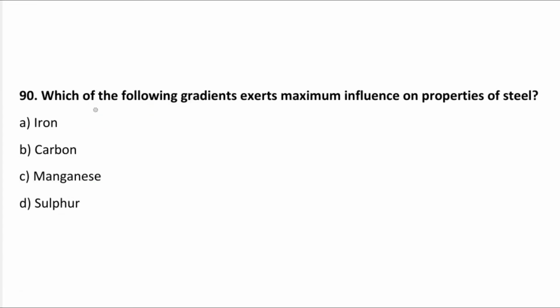The next question. Which of the following ingredients exert minimum influence on properties of steel? Option A iron, option B carbon, option C manganese, option D sulfur. So the correct answer is option B carbon.